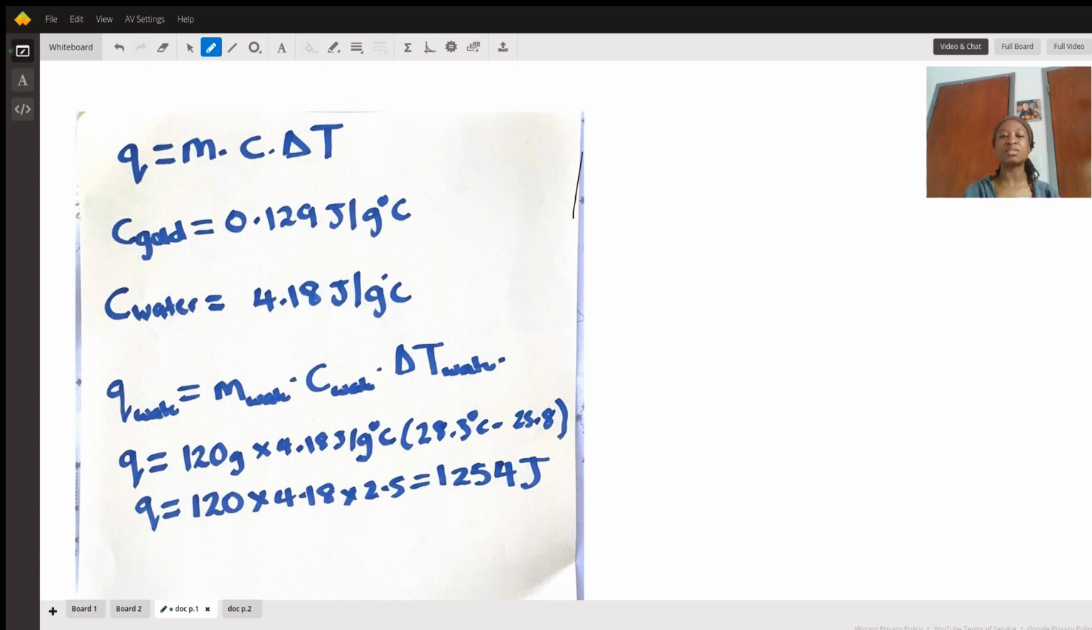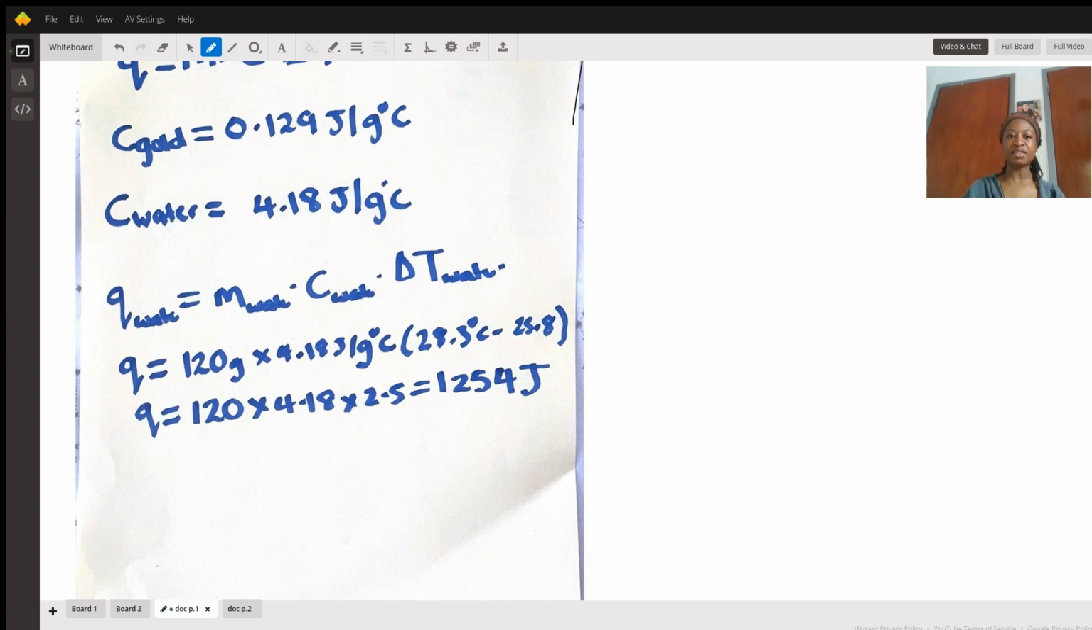Right there, you should see that you should use Q equal M times C times delta T. My way to remember this equation is Q equal MCAT, because we know about this mighty examination, the MCAT. That's just a way to memorize it.